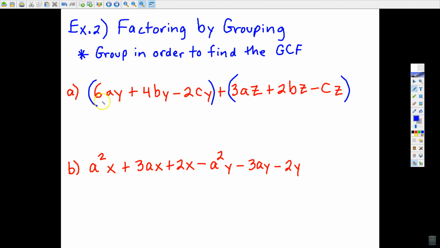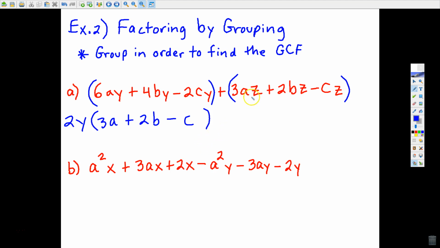So Micah, in this left group of 3, what would you say is the GCF? 2y. All right, and Micah, go ahead and factor out 2y in that left group of 3. That's going to be 3a plus 2b minus c. Good. All right, very good.